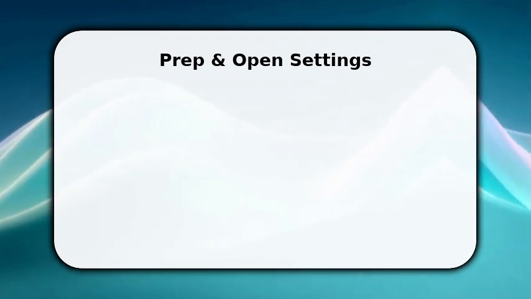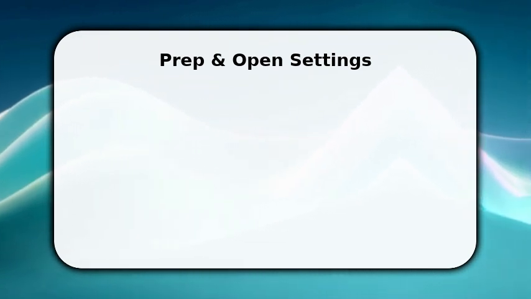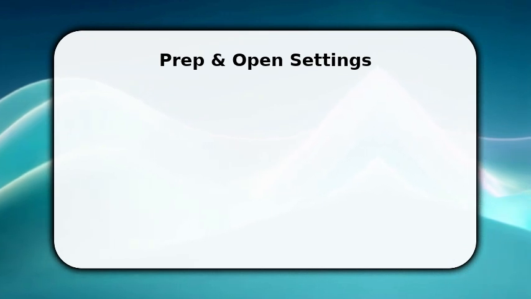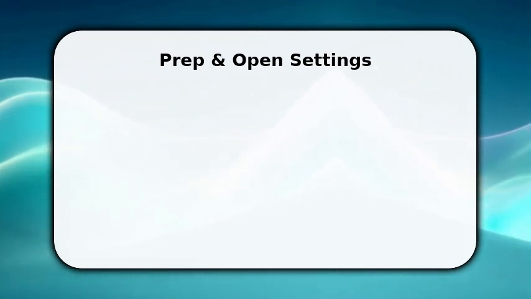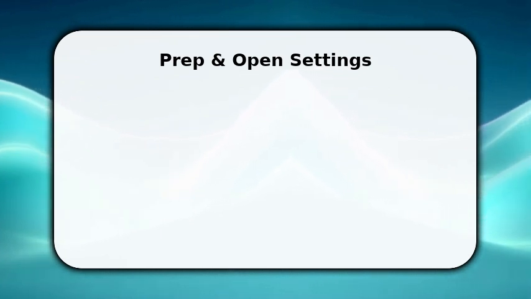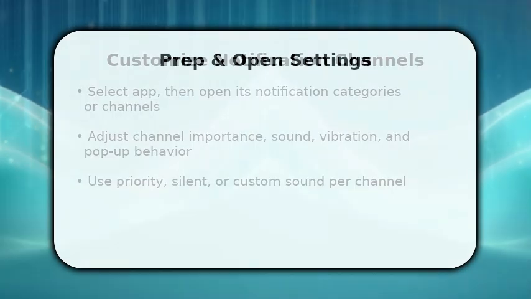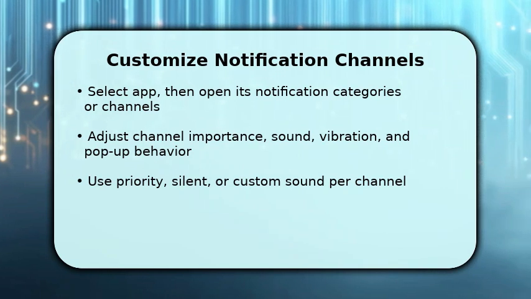Make sure the app is installed and recently opened so its channels appear. If you use Do Not Disturb or Battery Saver, temporarily disable them. They can hide options. This step establishes the context and ensures the specific notification channels and toggles will be visible for the next actions. Once done opening the app's notification page, tap the specific channel you want to edit.